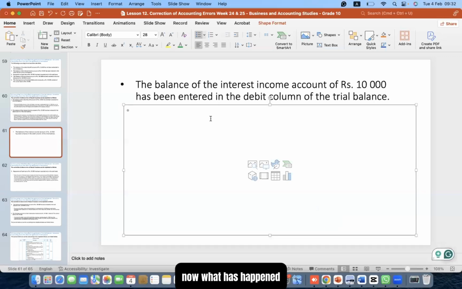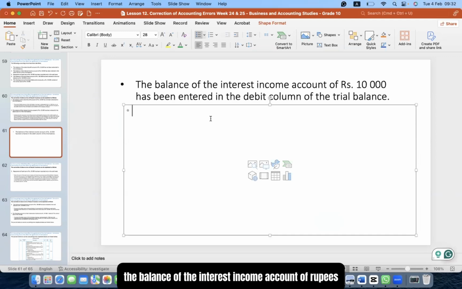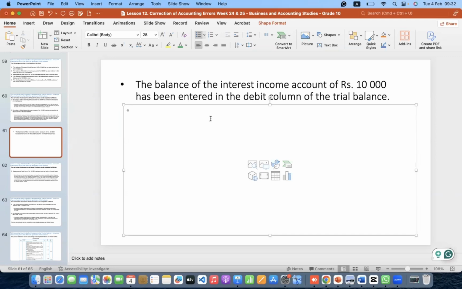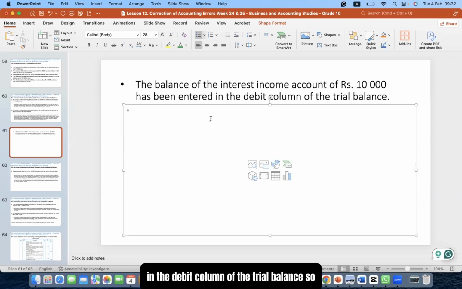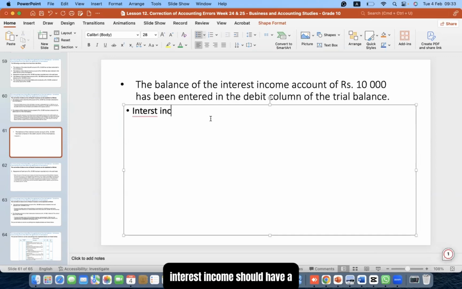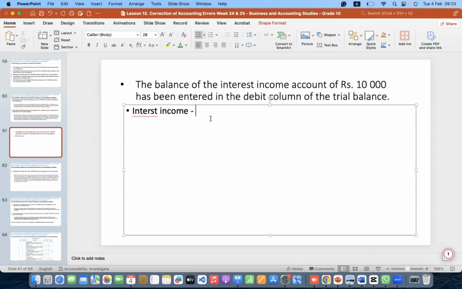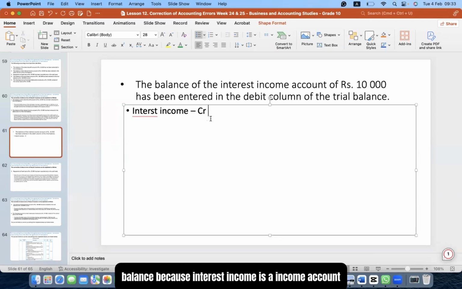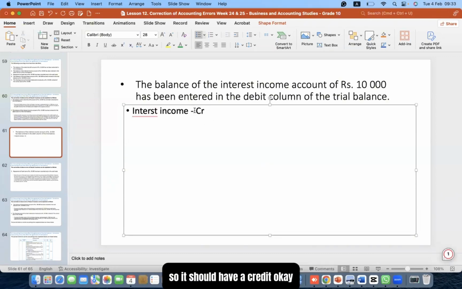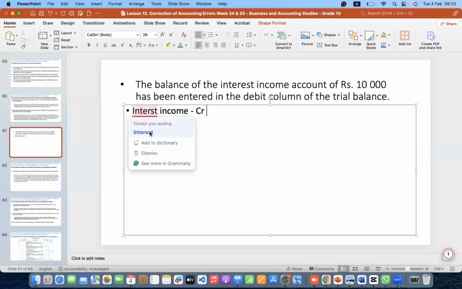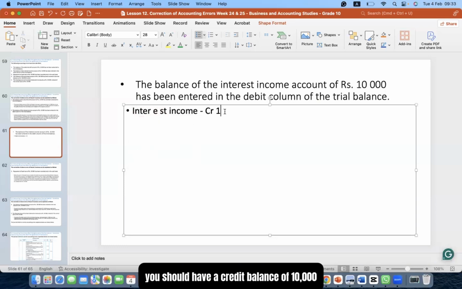Now what has happened? The balance of the interest income account of rupees 10,000 has been entered in the debit column of the trial balance. Now if we take the interest income, interest income should have a credit balance because interest income is an income account. So in the trial balance, what should ideally have happened is you should have a credit balance of 10,000.